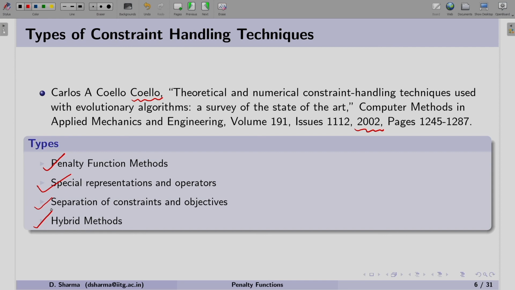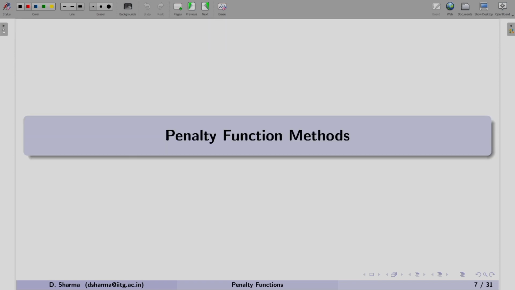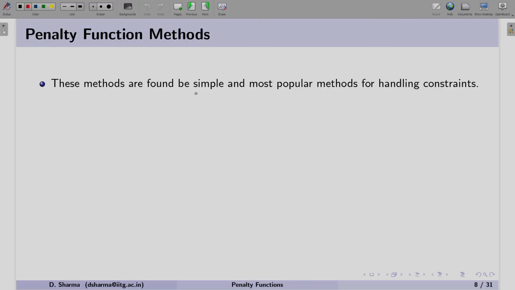So the objective here again is how we can find a fitness, and then how we can differentiate the feasible solution versus the infeasible solution. In this particular session, we will be focusing on penalty function methods. Now penalty function methods are found to be simple and most popular methods for handling the constraints.